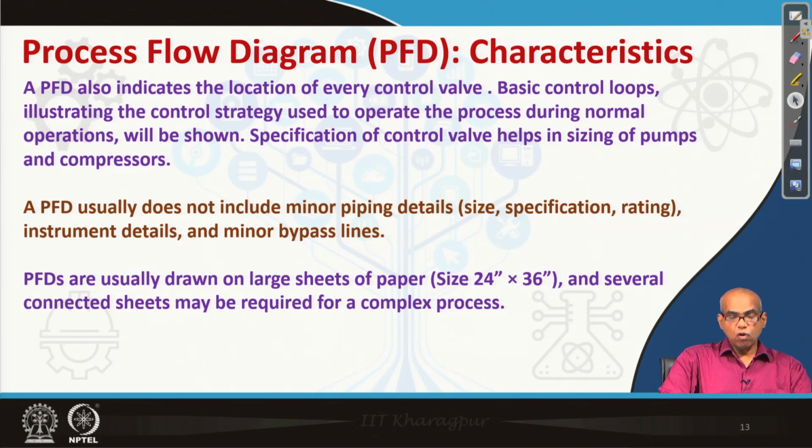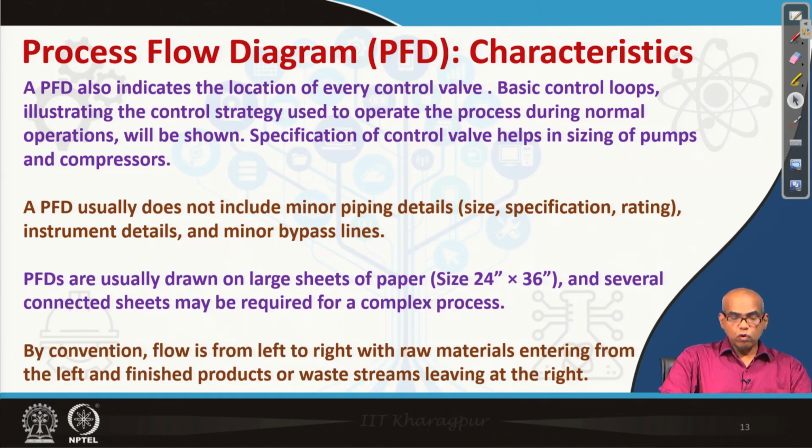Process flow diagrams are usually drawn on large sheets of paper. The sizes may be typically 2 feet by 3 feet, and several connected sheets may be required for a complex process. It may not be possible to draw the entire process flow diagram on a single sheet. So, for a large chemical process, for a large plant, it may be necessary that you use several connected sheets. Later on, we will see an example of such connected sheets.